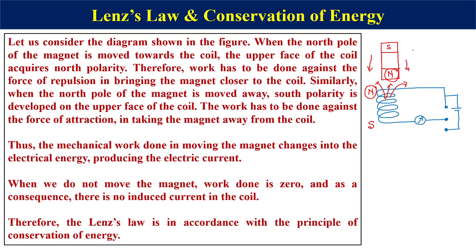Similarly, whenever you take this magnet away, what will happen? These polarities will change. Now this end will become south, this end will become north. So once again, south and north, they will attract each other. So since you are taking this magnet away now, what will happen? This coil will try to attract the magnet down.